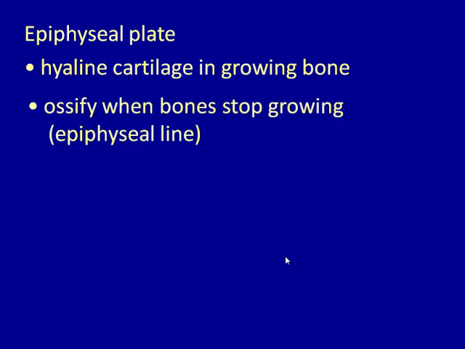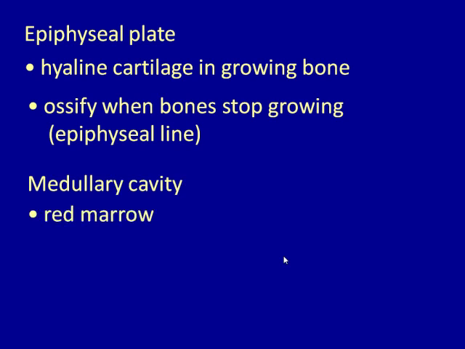Whenever the cartilage, that epiphyseal plate, ossifies completely, that is when the bones stop growing, and that's when you're left with the epiphyseal line. Now, the epiphyseal line is not something you can see on the outside of the bone, but you'll notice it on X-ray because it'll have a little different density on X-ray.